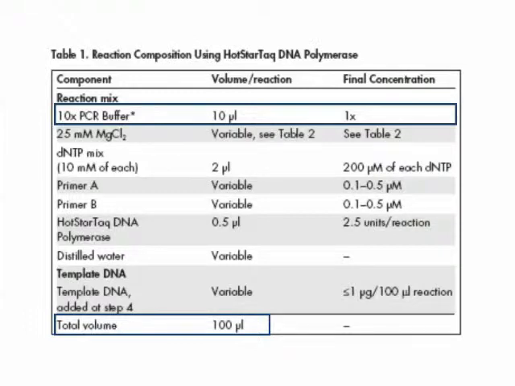Again, we use the concentration changing formula. We don't know the first volume, but we know the final concentration. And then the second volume, total volume, is 100 microliters. So when put in the formula, we can easily see that we will take 10 microliters of the PCR buffer.